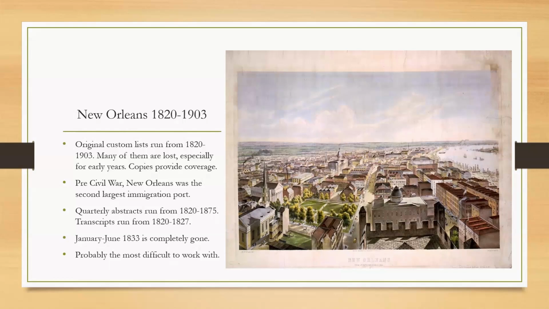Quarterly abstracts run from 1820 to 1875, while transcripts that we talked about earlier run from 1820 to 1827. Unfortunately, January through June of 1833 is completely gone, and we have no records of that whatsoever. I will say New Orleans custom passenger lists are almost certainly the hardest to deal with. They are a hodgepodge and can be extremely difficult. But what's the fun if everything's easy?